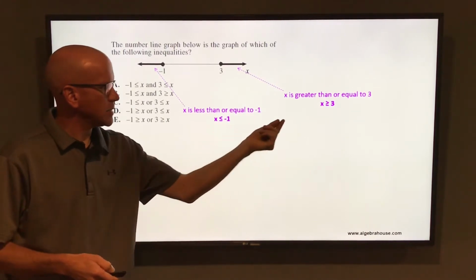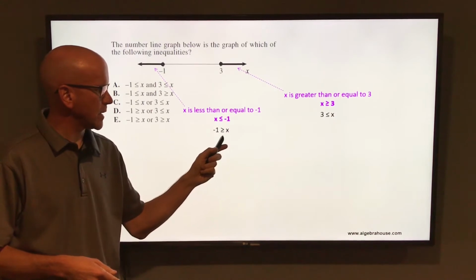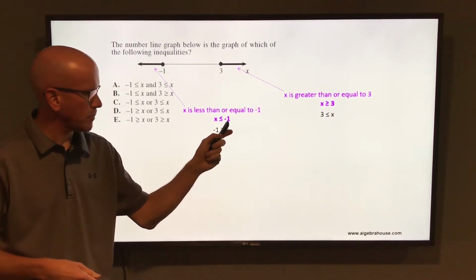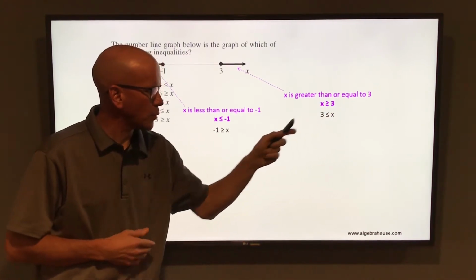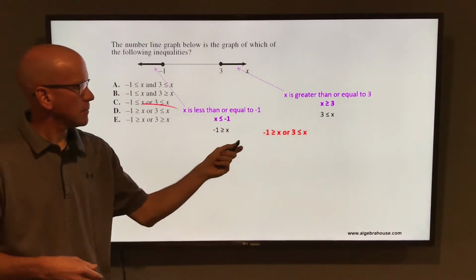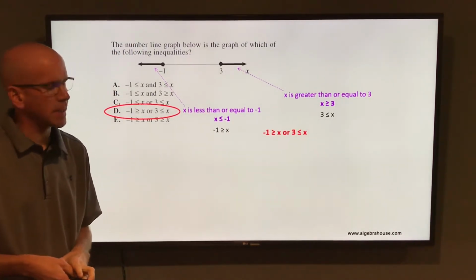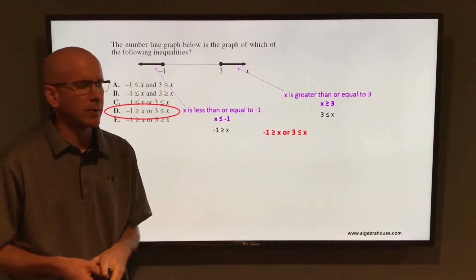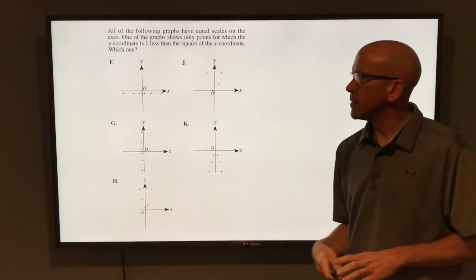Unless you take these and flip them around. x is less than or equal to negative 1. That's the same thing as negative 1 is greater than or equal to x. Just flip that whole thing around. x is greater than or equal to 3. Flip that around. 3 is less than or equal to x. Now, if you look at the answer choice, looking for these two, that's going to match letter D. Negative 1 is greater than or equal to x, or 3 is less than or equal to x. Letter D.